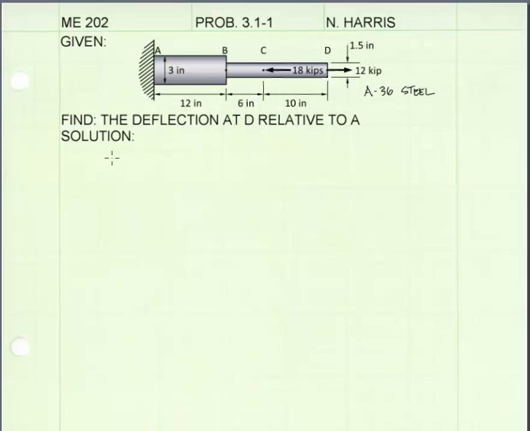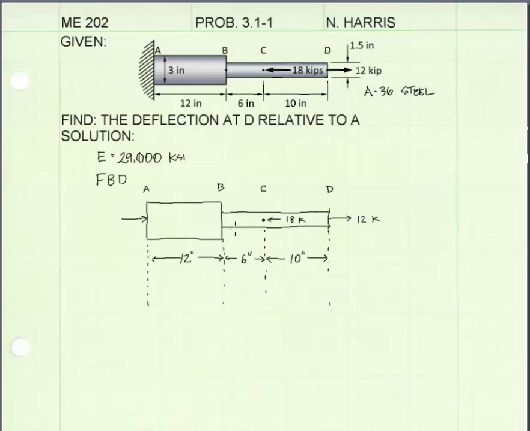To solve this problem, we will need one material property of A36 steel. That is the modulus of elasticity. We can find that in a reference. And the value most commonly found for the modulus of elasticity of A36 steel and many other types of steel is 29,000 KSI. Now I'm going to draw a free body diagram.